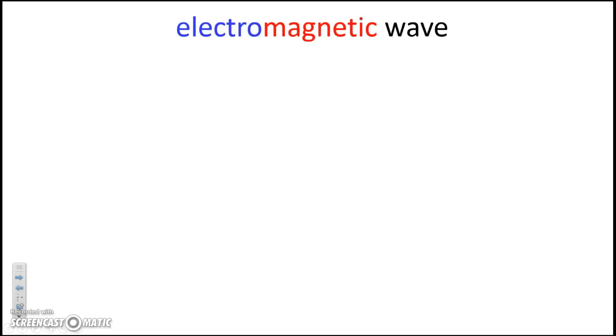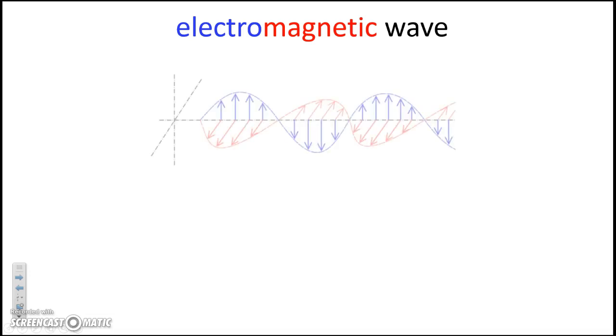Welcome to this video. We are going to learn about properties of waves. One type of wave we've learned about is light. Light is an electromagnetic wave. It looks something like this.